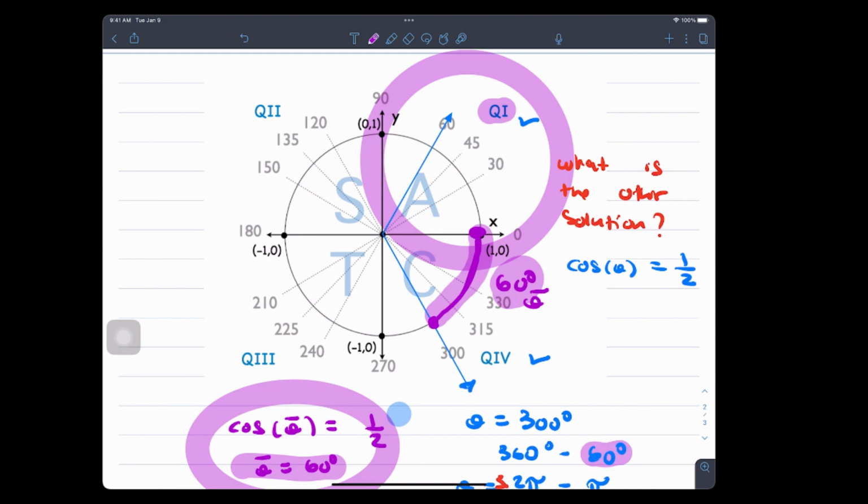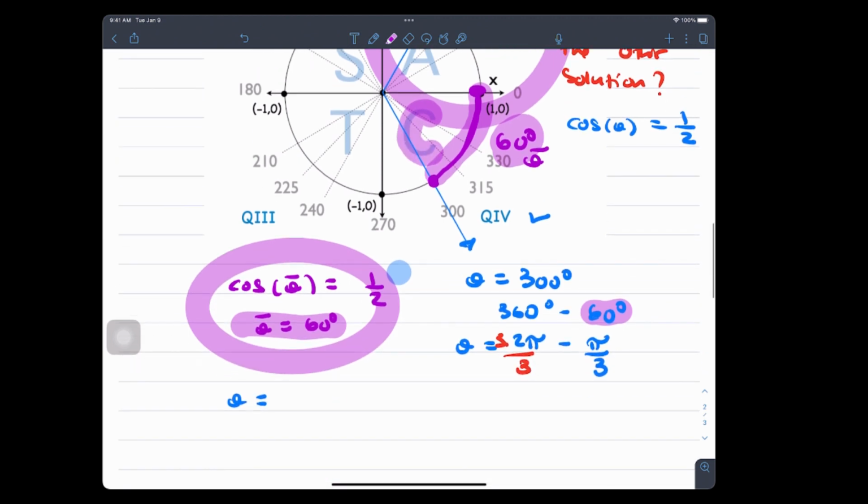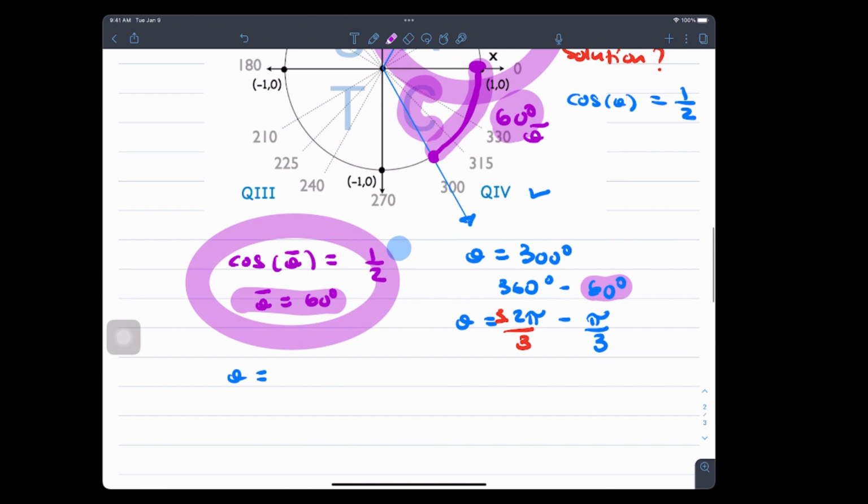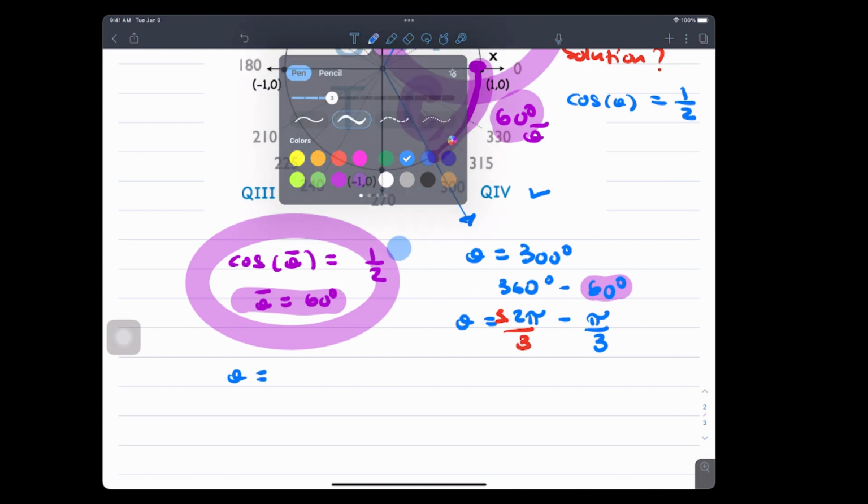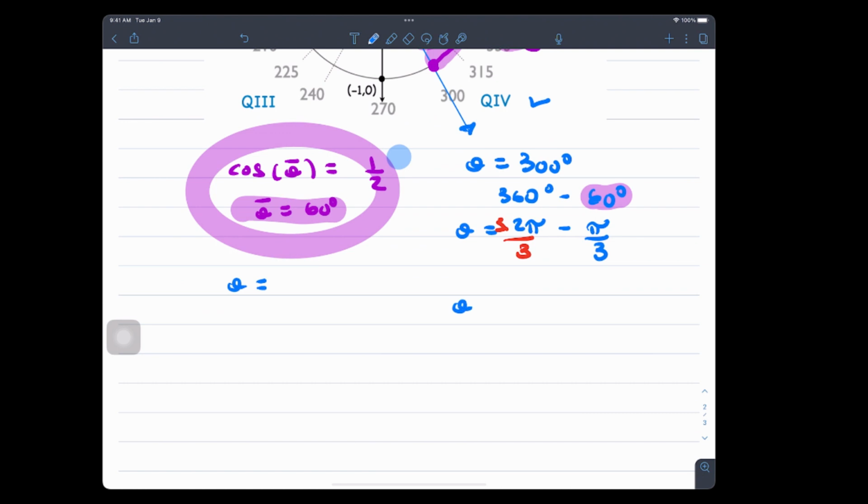So quadrant 4 is the other location where cosine's positive, and that's what that C means right here. That's why we have that C. So taking 360 minus the reference will give you the second solution. Now, that's kind of where we left off, I guess. But we got to do some arithmetic. What is this going to be? Well, this is 6 pi over 3 minus pi over 3. And what does that give you? 5 pi over 3.